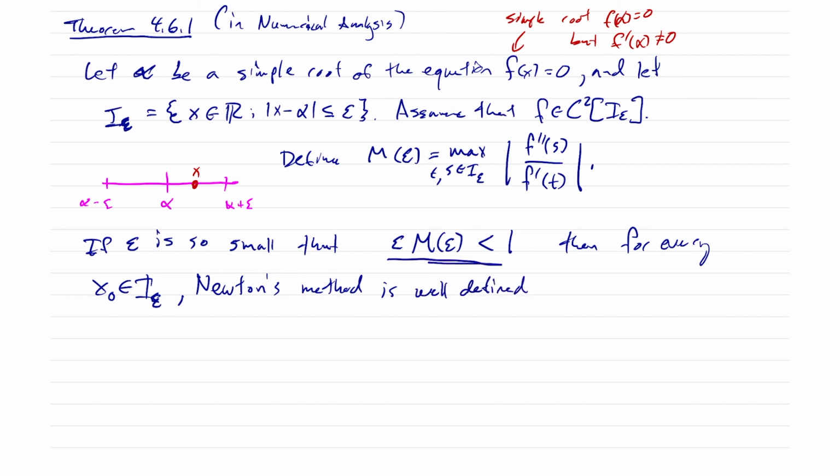And that's because if this was finite, then that means that this guy didn't blow up, and so that means we don't have any zeros in the derivative, and it converges to the only root alpha in I epsilon. Oops. Too big of an eraser. There. Okay. So good. All right, so we have convergence.